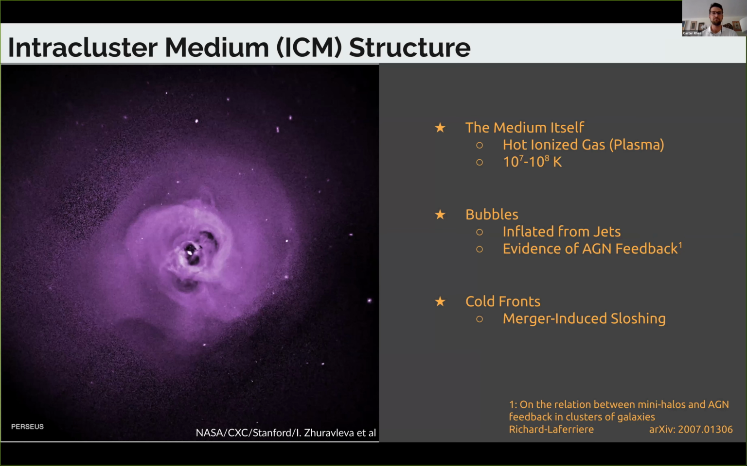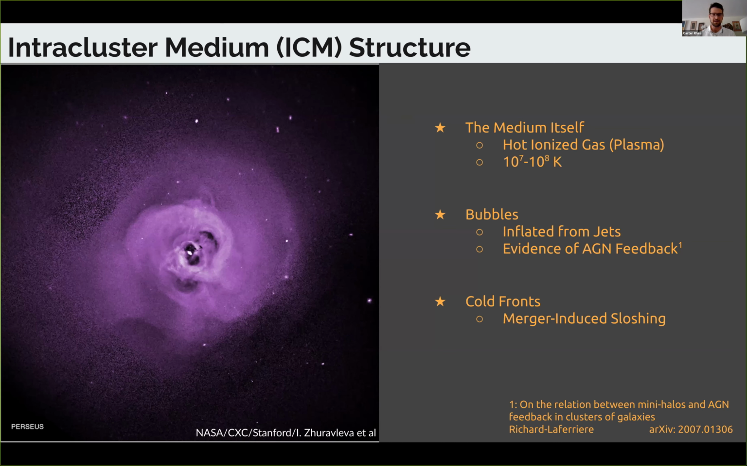So what does the intracluster medium look like? This is a hot ionized plasma with a typical temperature of 10 to the 7 to 10 to the 8 Kelvin. You can see this beautiful Chandra image of the Perseus cluster. These are just counts in purple. You can see that there's a whole lot of structure. We see some cavities, also known as bubbles, which we believe are inflated from jetting activity from the central AGN, evidence of AGN feedback. And there's also a lot of other fascinating physics happening: cold fronts, merger-induced sloshing.